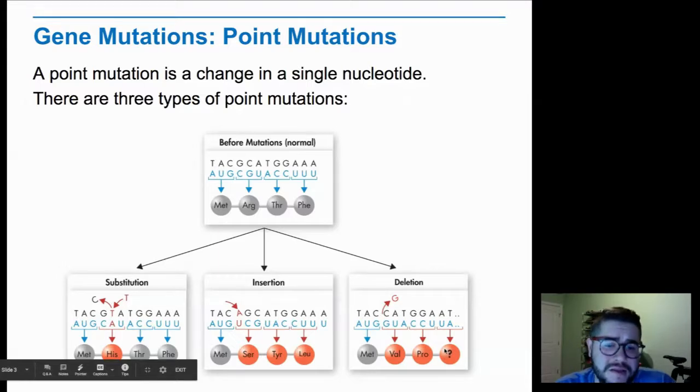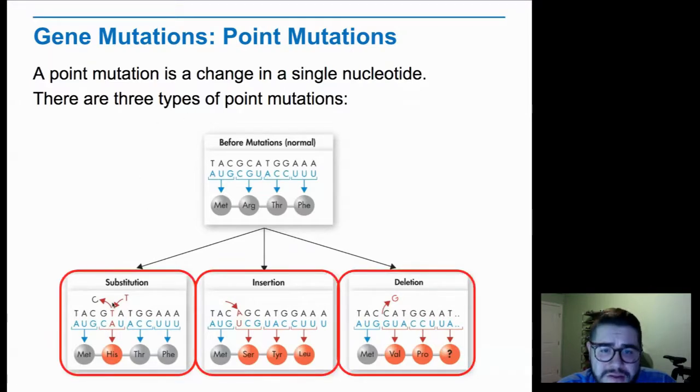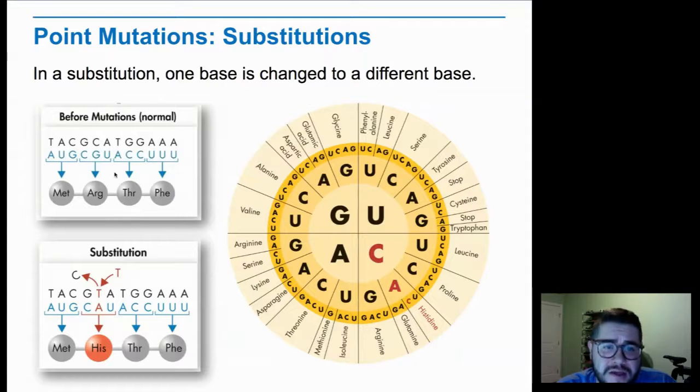And so if we're looking at this, the least likely to be harmful out of all of these types of point mutations are the substitution mutations. Because if we look at it, sometimes a substitution mutation will have no effect at all. Sometimes it does have an effect, right? So let's just look at it here.